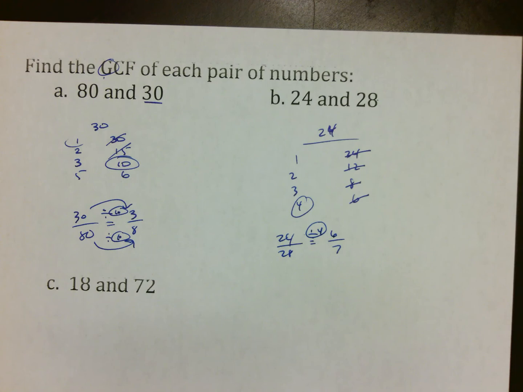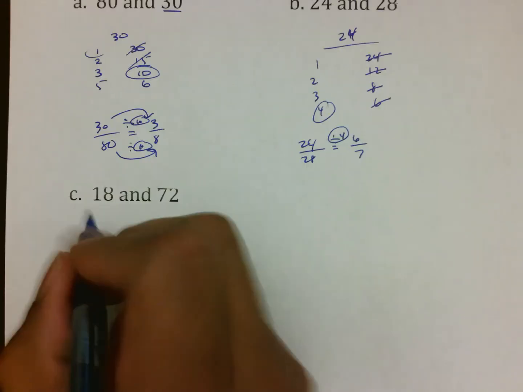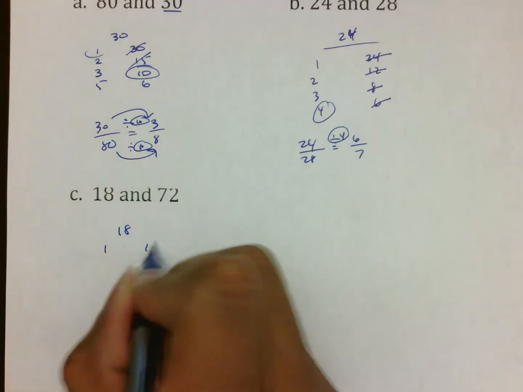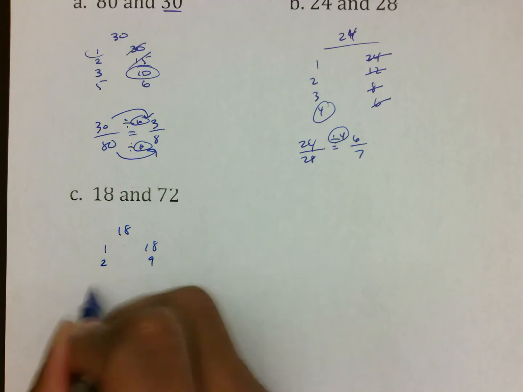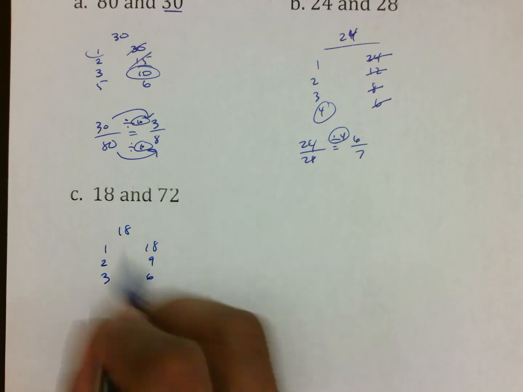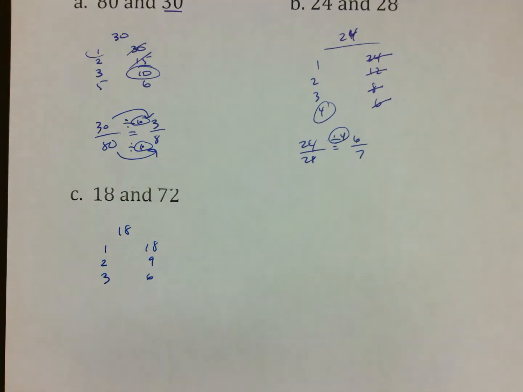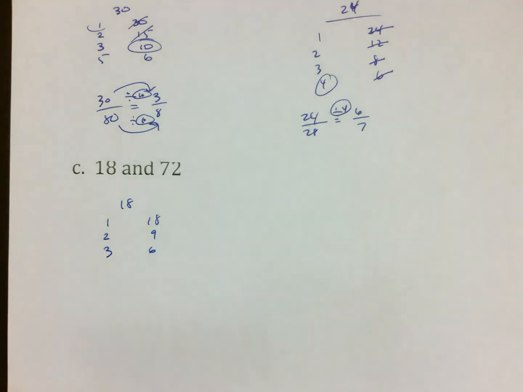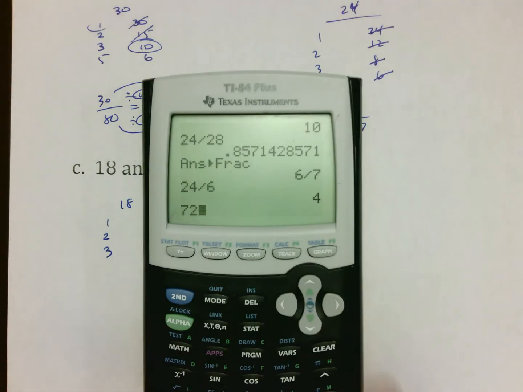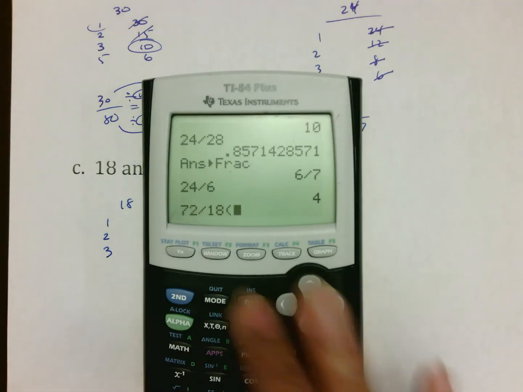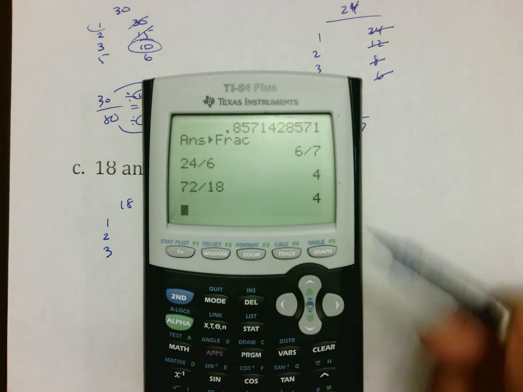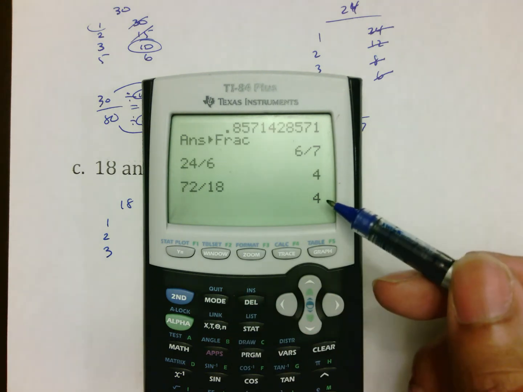Alright. 18 and 72, same thing. Take the smallest number, make your factor tree. 1 and 18, 2 and 9, 3 and 6, 4 doesn't go, 5 doesn't go, 6 is there. That is my closed list. 72 divided by 18, let's check it out because I really don't know if it divides by 18. And look at that. It gives me my answer of 4.